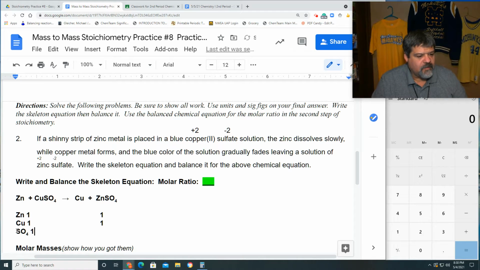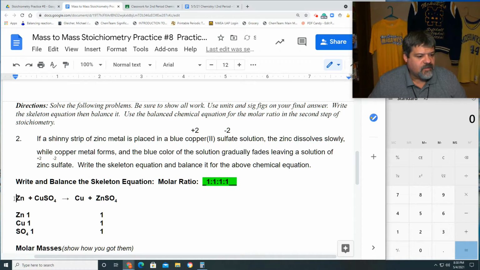And we only have 1 of those. And I go to the other side, right here, there's only 1 also. So there's 1 here and there. So we're going to put a 1 right there. So, hey, we're already balanced. So our molar ratio is going to be 1 to 1 to 1 to 1. So let's put that in there, 1 to 1 to 1 to 1.